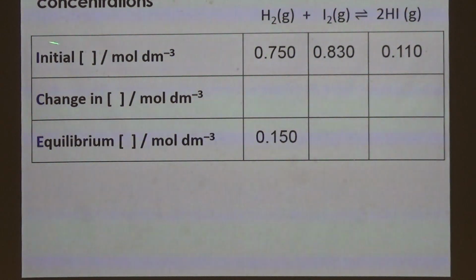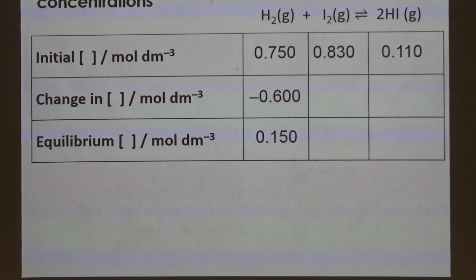Okay, so we know that the initial concentrations are 0.750, 0.830, and 0.110. If you use these three values to calculate, you will get your Q value.